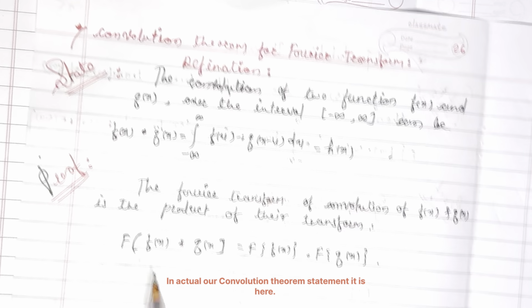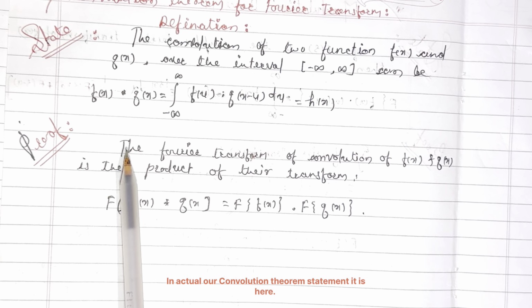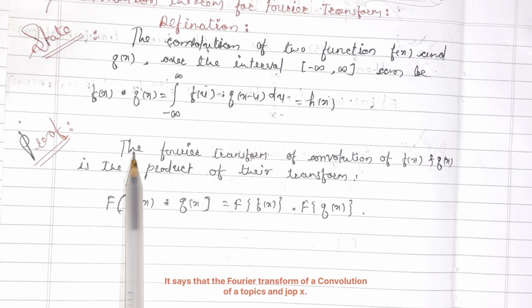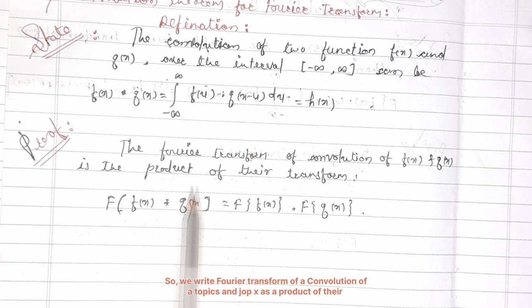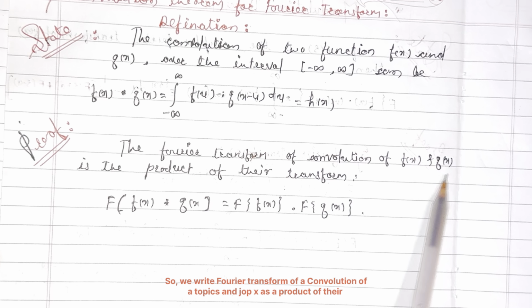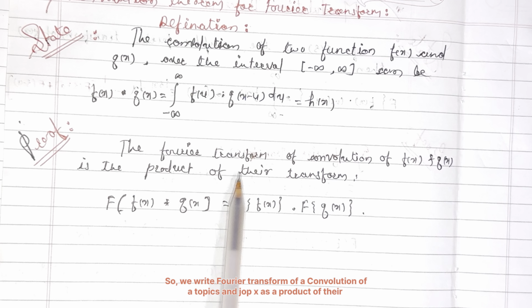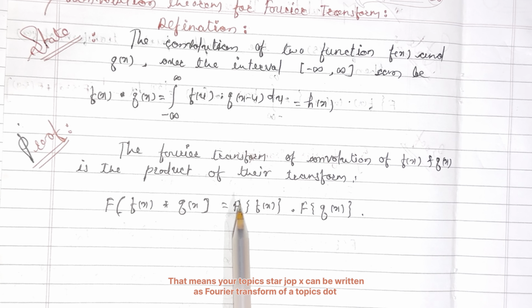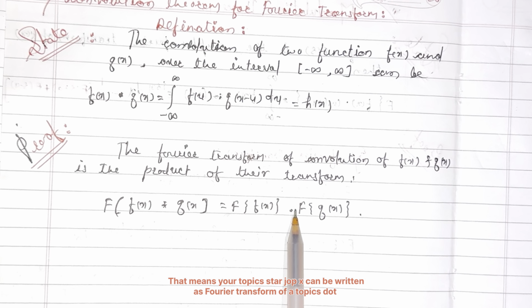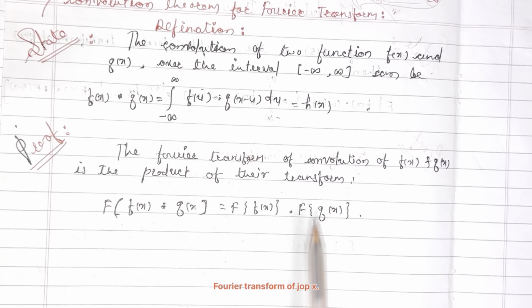But in actual, what is the statement for the convolution theorem? It says that the Fourier transform of a convolution of f of x and g of x is the product of their transforms. That means the Fourier transform of f of x star g of x can be written as the Fourier transform of f of x dot the Fourier transform of g of x. So this one is the entire statement for the convolution theorem.